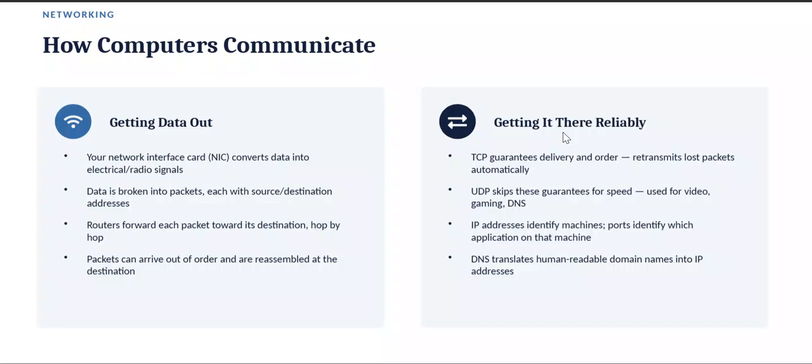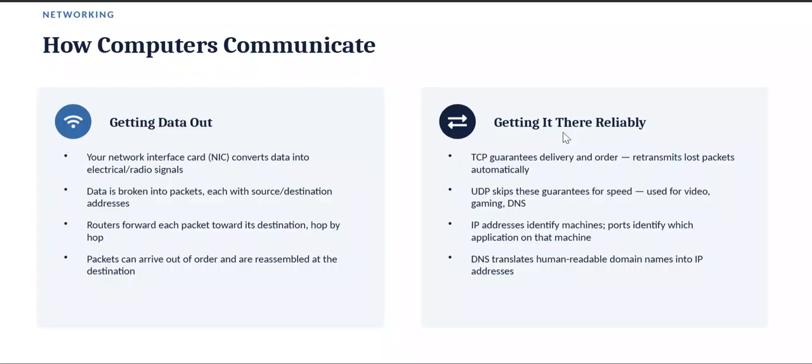The UDP protocol is used for video and gaming, and then DNS, that's domain name servers. So it skips these guarantees because it wants to rely on speed.